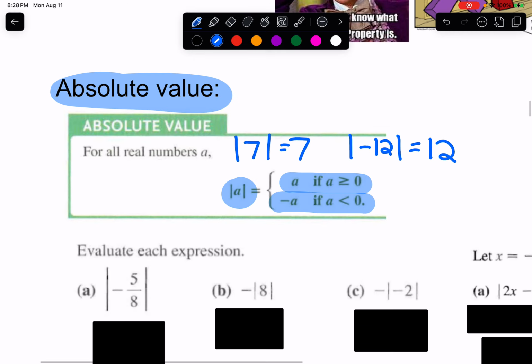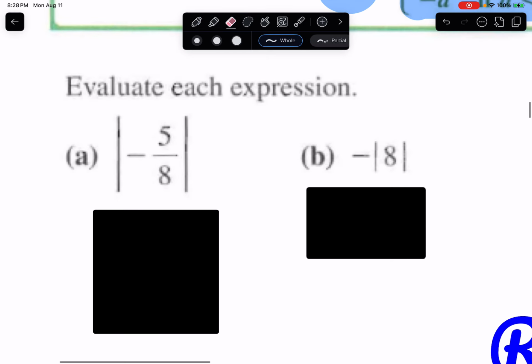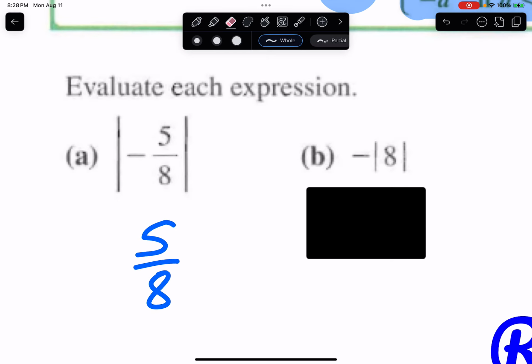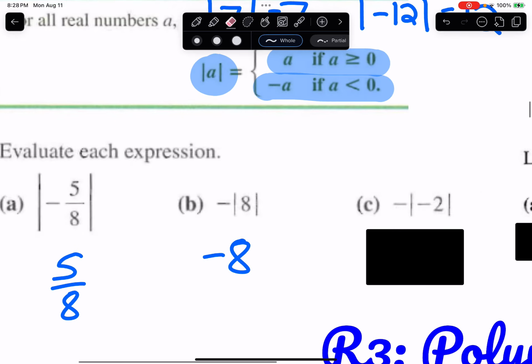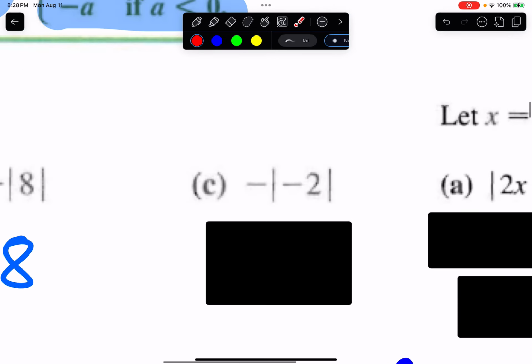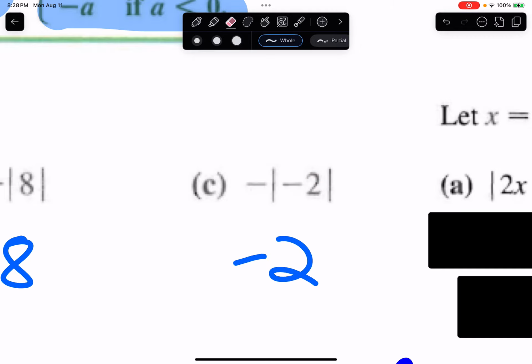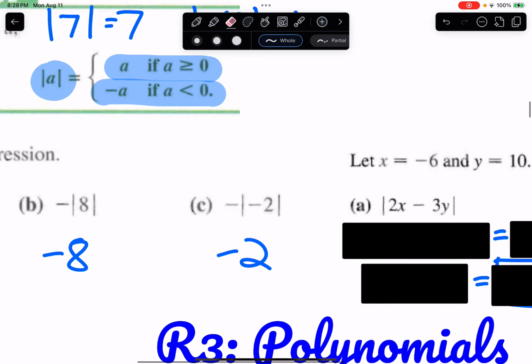So some quick examples. Absolute value of -5/8 is just positive 5/8. B is interesting. The negative is outside the absolute value, so it is not affected by it. So this answer is just -8. C has a negative in the absolute value. That becomes positive 2, but there's still one on the outside, and so your final answer is -2.